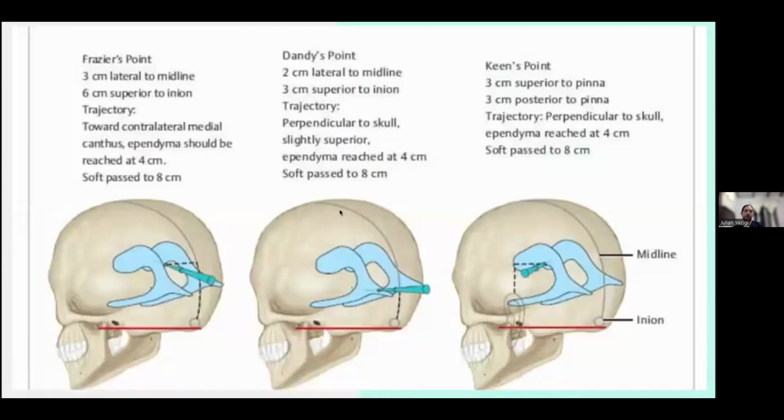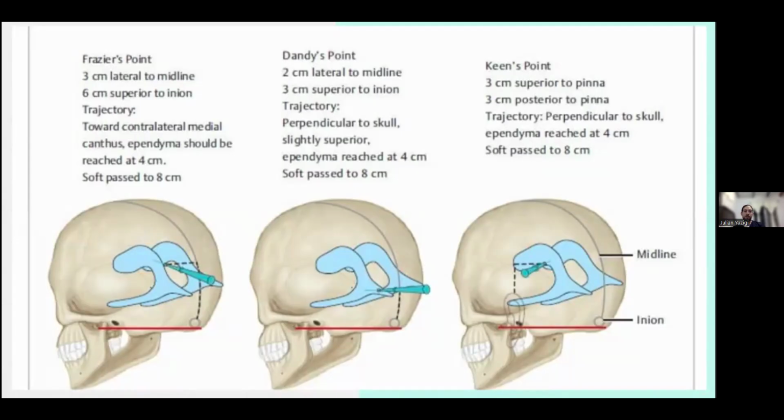And here we have a couple other access points and methods. So beyond Kocher's point, there are several classical alternatives and entry points into the ventricular system, namely Frazier's point, Dandy's point, and Keen's point. These provide access to the different regions of the lateral ventricle and are selected based on surgical need, anatomy, and the requirement to avoid certain cortical structures.